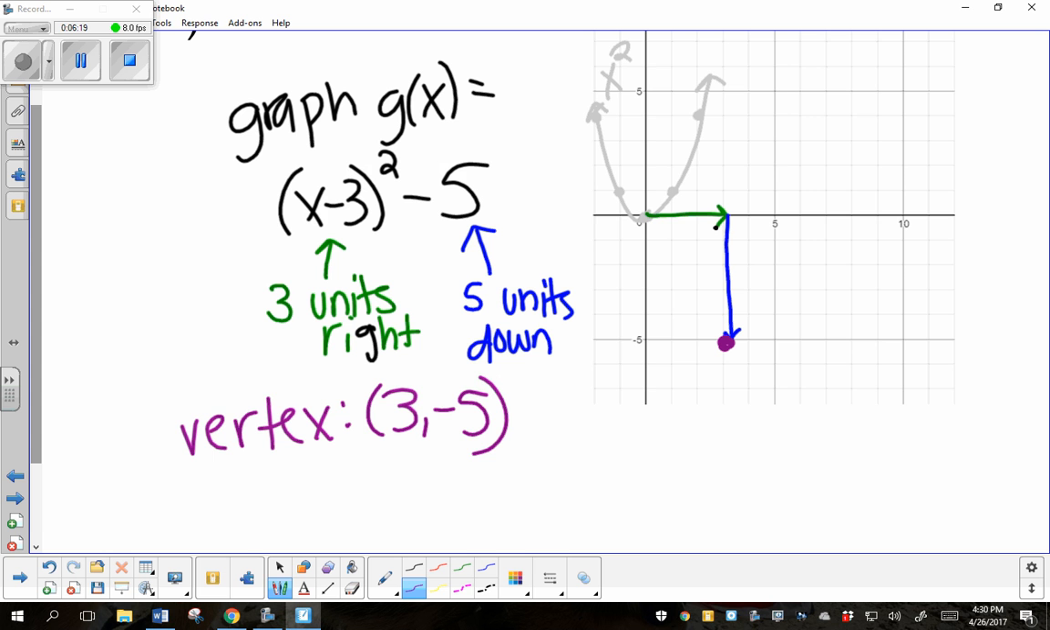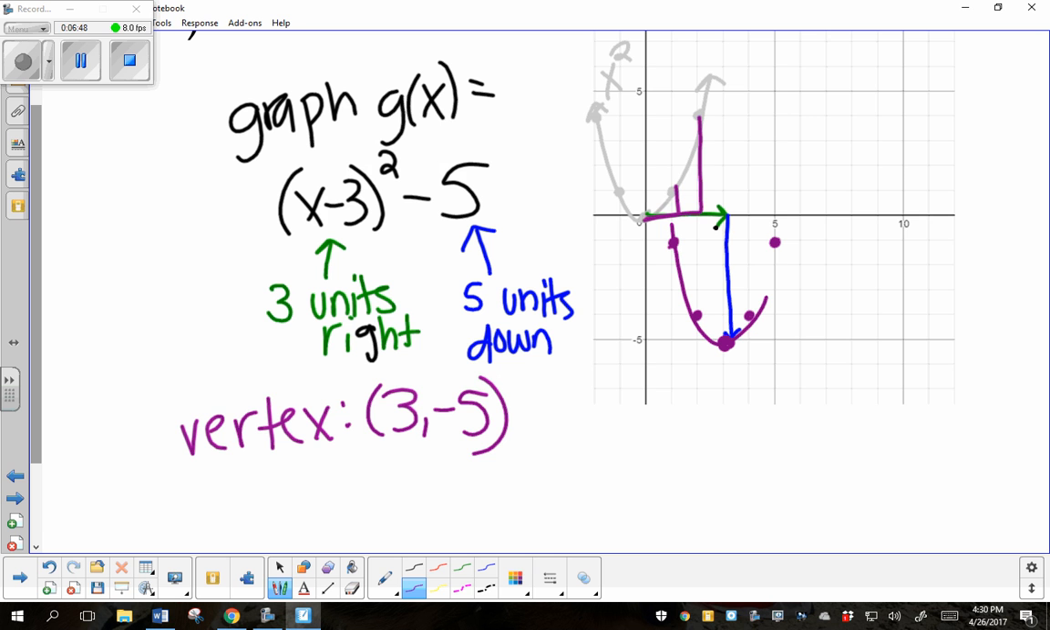Now we need to graph it. So what we're going to do is this same pattern we saw on the gray graph. If we go over 1 in either direction, we go up 1. So over 1, up 1. And then I'm going to go to the left one and go up 1. Because 1 squared, I just go up 1. Now if I go 2 over, I need to go up 4 because I'm squaring it. So 2 over, I go up 1, 2, 3, 4 from the vertex. And same in the other direction. If I go 2 over from the vertex to the left, I need to go up 4.